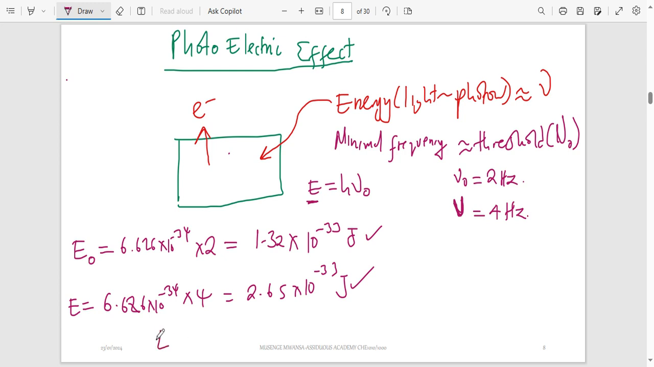That energy difference is going to be found by the energy that you are projecting, which is 2.65 times 10 to the power negative 33. You remove minus 1.32 times 10 to the power negative 33. Anyone who can punch that to help us? 1.32.